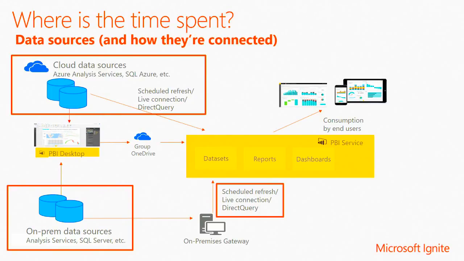If you were going to chart out how much time is being spent in each of these locations, what we typically find is the data source tends to be the biggest culprit. Okay? So the data source can be either at the top, cloud data sources, or at the bottom, on-premises data sources. And there's also a bunch of different ways to connect to these data sources. So that's what we're going to talk about now.